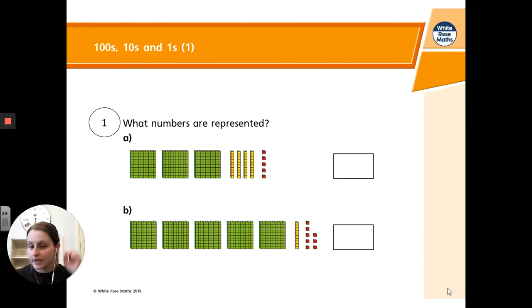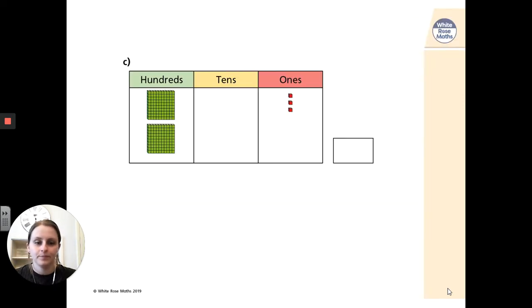So your first question is, what numbers are represented here? So for A, you have got some base 10. So count up the base 10 and write down your answer. Once you've done that one, have a go at B. You might have to pause the video here and write down your answers. Shouldn't take you too long for this one. Okay, and following on, that's C. So have a look at C. What number is being represented by base 10 there?